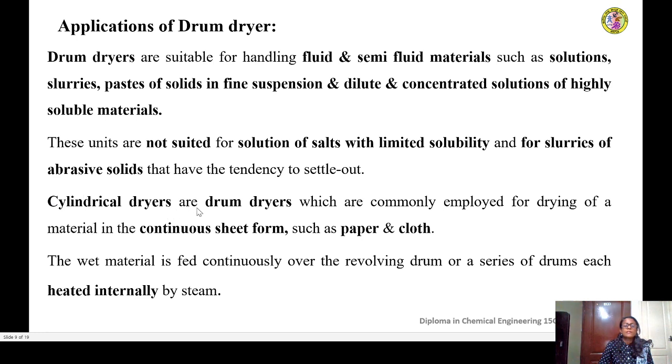So cylindrical dryers are drum dryers which are commonly employed for drying of a material in the continuous sheet form such as paper and cloth. This is a modified form of a rotary dryer, made suitable to handle the material in the continuous sheet form like paper and cloth. As a result, these are used in paper and textile industries. The wet material is fed continuously over the revolving drum, and a series of such drums are internally heated by steam.